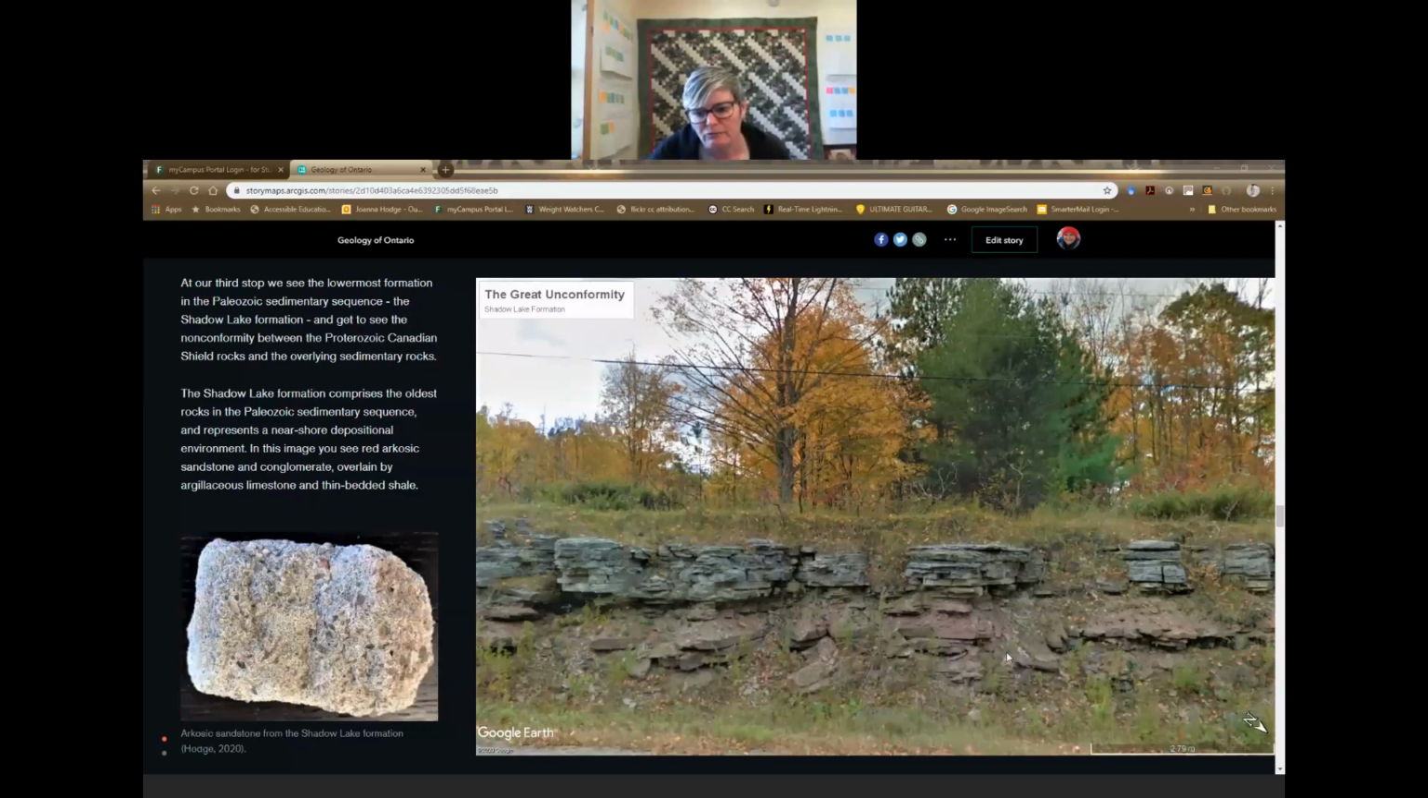Overlying that reddish material, you see some argillaceous limestone and thin-bedded shale. So argillaceous limestone just means muddy limestone. Argillite is clay, mud, clay, silt. So it is a silty, clay-rich limestone and some thin-bedded shale, and that all comprises the Shadow Lake Formation.